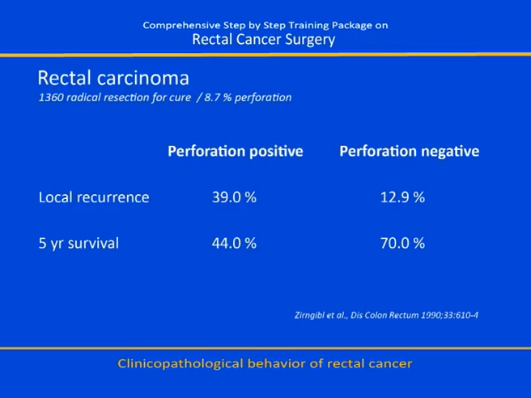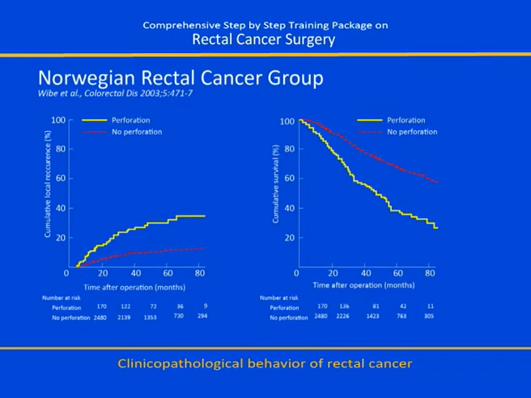In another series, local recurrence rates increase up to 40% and 5-year survival rates decrease down to 44% with intraoperative perforation. Norwegian cancer data have clearly indicated that perforation had a very high local recurrence rate and a very poor survival as compared to no perforation group. A substantial difference in the outcome if the patient has perforation.